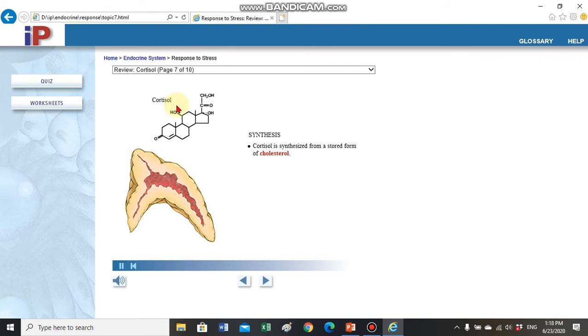Cortisol is synthesized from cholesterol in adrenal cortex cells. The cells do not store cortisol.